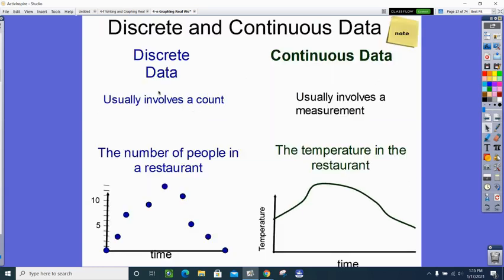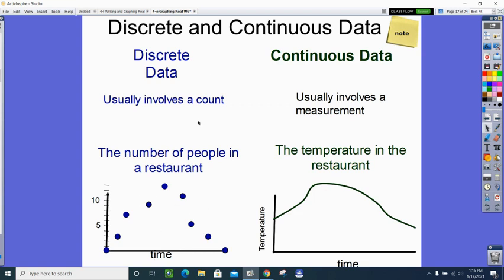So let me just give you a couple pictures before we go back to Ava to decide what we're going to do there. So discrete data usually involves a count. So like the number of people in a restaurant. So I check it at 10 o'clock and I check it at 11 and I check it at 12. Boom, boom, I'm jumping in the number of people. There wouldn't be numbers in between. There wouldn't be 12.4 people in the restaurant or something like that. So this would be discrete.